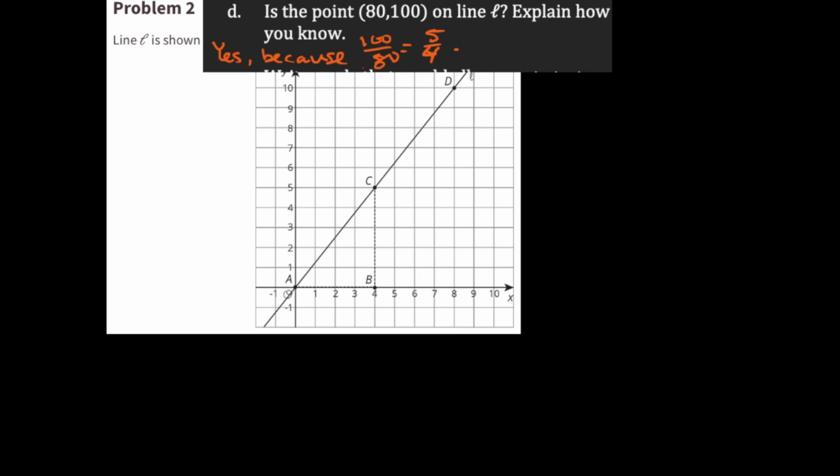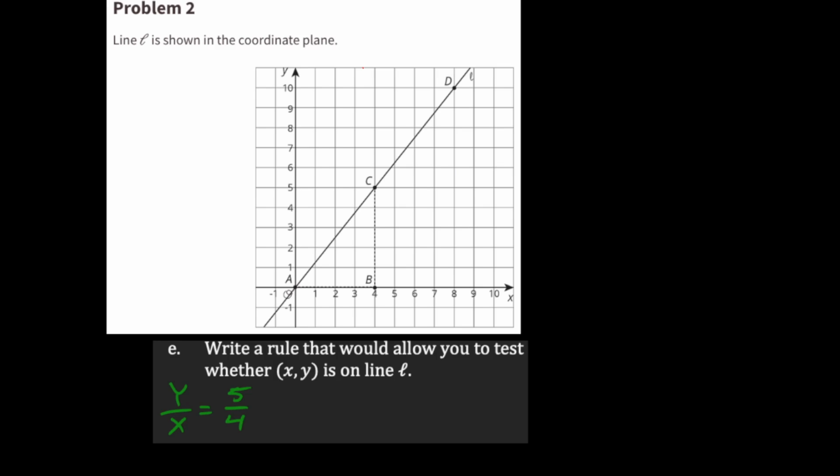For part D, we could say yes because 100 over 80, even though it's really far away from our current graph, we can still say it's an equivalent ratio. It's just like when we're making those similar triangles, those corresponding side lengths are equal. And then for part E, it says write a rule that will allow you to test whether a point x, y is on the line L. So it has to be for any point x, y. But as long as we talk about that ratio being equal to 5 over 4, then we know we're good.